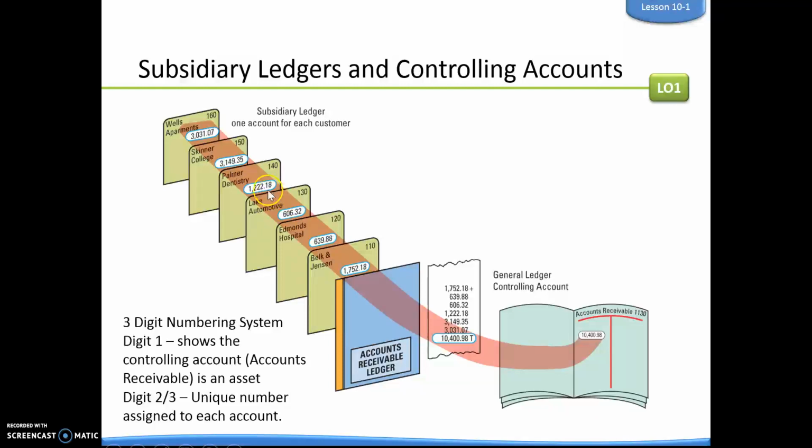You can see each of these has an amount. And the total of this is 10,498. That's our total that you would see in the accounts receivable ledger. Again, this is using a 3-digit numbering system. Digit 1 shows that it's in the controlling account, accounts receivable. Remember, all of our accounts payable started with 2, which means that it's in the liability account. And then the digits 2 and 3 are the unique number that gets assigned to each account. You can see 10, 20, 30, 40, 50. And we use the same file management system that we did, leaving enough room in between numbers to add new accounts if we needed to.